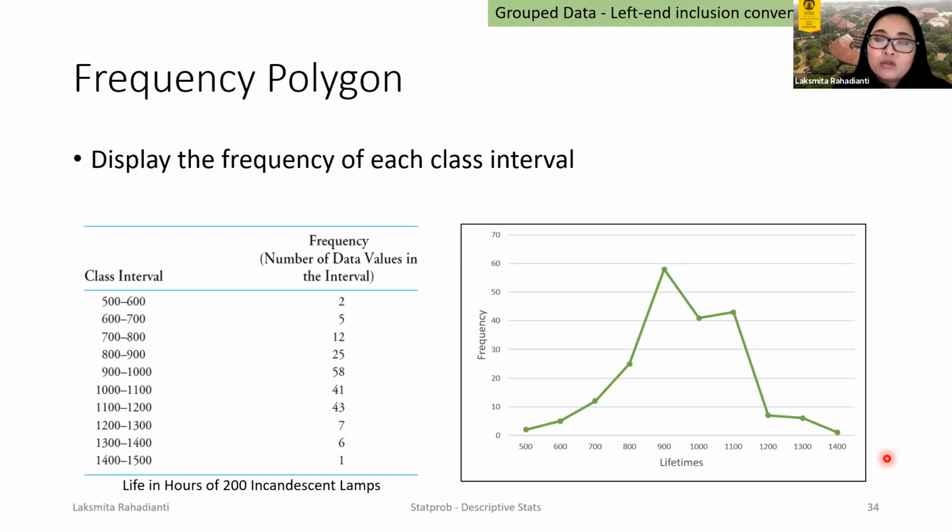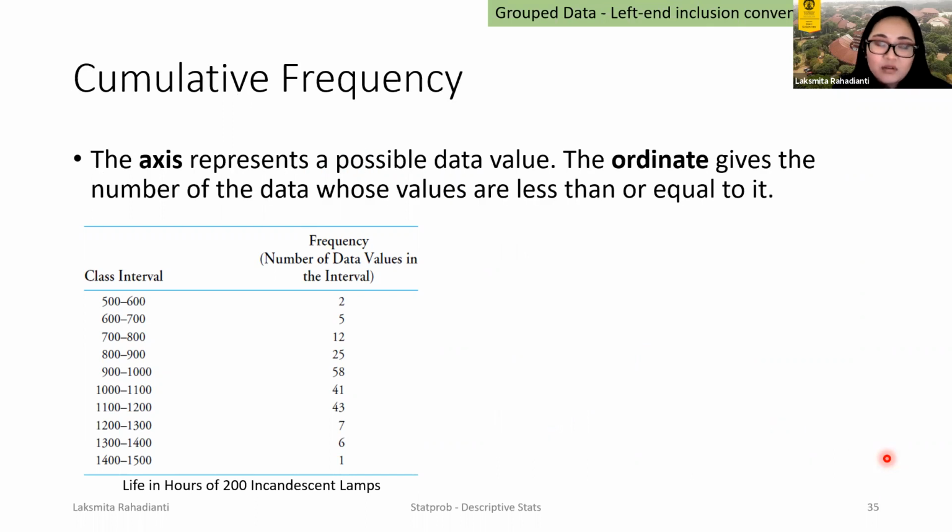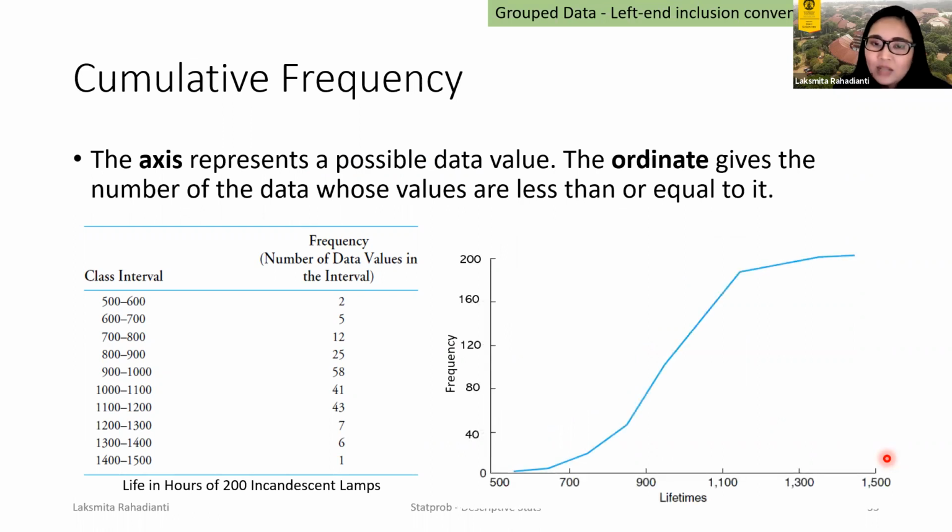But I could also count it cumulatively. So from the word cumulative, you probably already have an idea what it means. When the x-axis represents a possible data value and the y-axis or the ordinate gives the number of data that is less than or equal to it. So it will look like this.